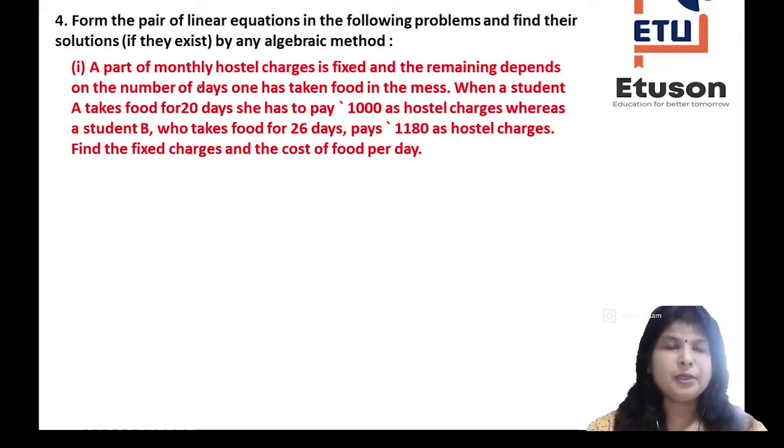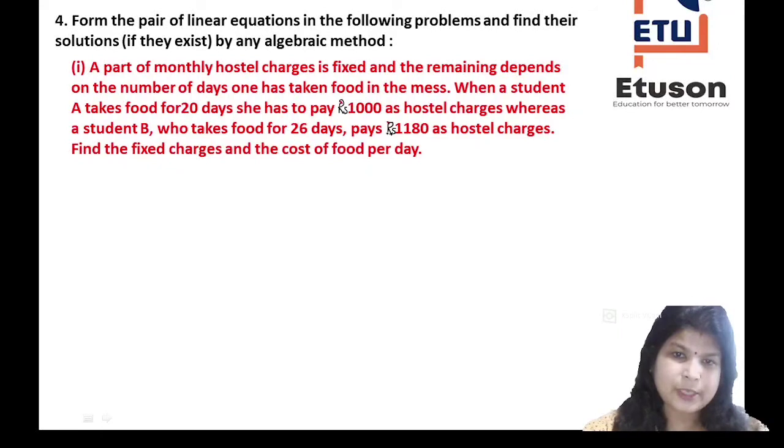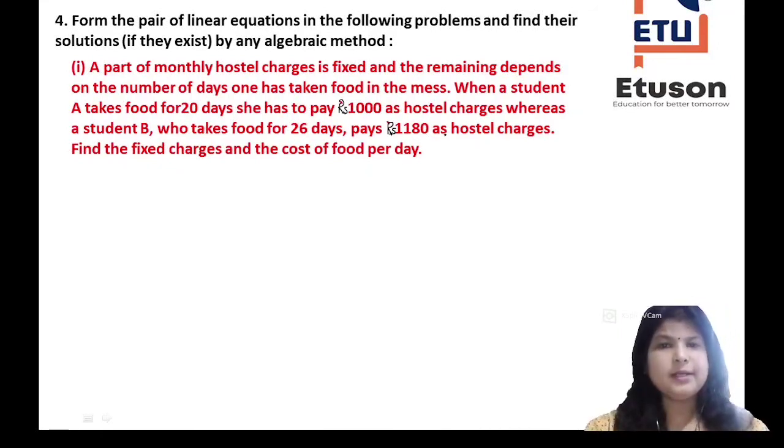A part of monthly hostel charge is fixed and the remaining depends on the number of days one has taken food in the mess. When a student A takes food for 20 days, he has to pay 1000 rupees as hostel charge, whereas a student B who takes food for 26 days pays 1180 rupees as hostel charge. Find the fixed charge and the cost of food per day.